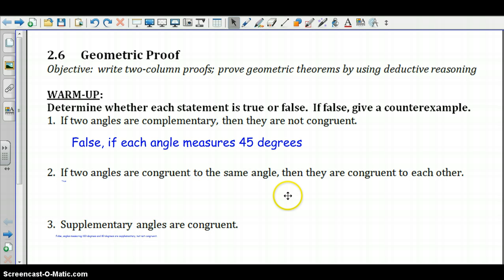Number two, if two angles are congruent to the same angle, then they are congruent to each other. So if I have two angles that are both congruent to a same third angle, then they are going to be congruent to each other. That is true.